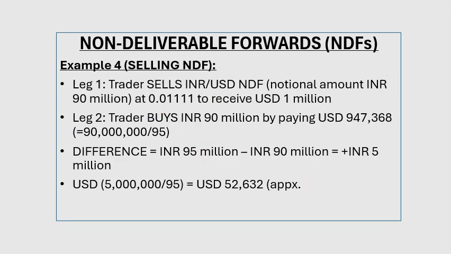In the fourth example, in leg 1, trader sells an INR USD NDF. Notional amount is INR 90 million at 0.01111 to receive USD 1 million. In leg 2, trader buys INR 90 million by paying USD 947,368, which is equal to 90 million divided by 95. On a net basis, the trader makes INR 5 million, which is equivalent to USD 5 million divided by 95, or USD 52,632.